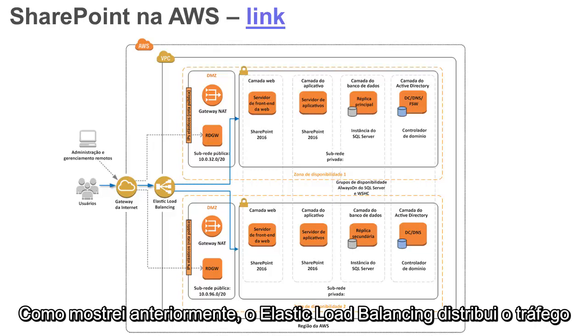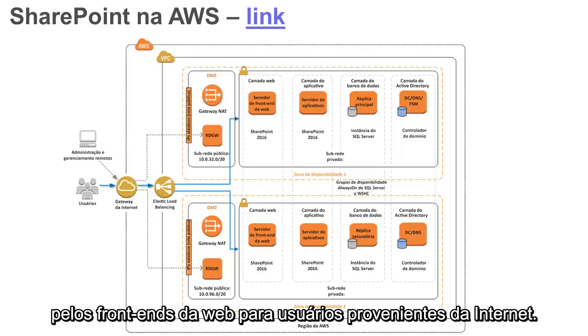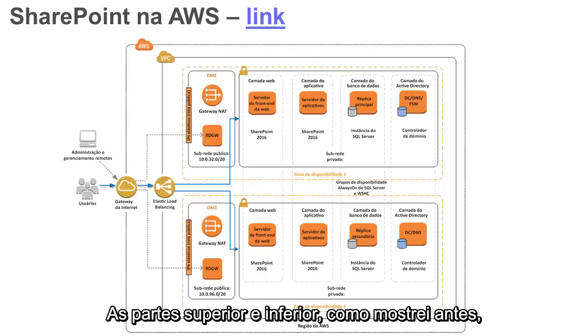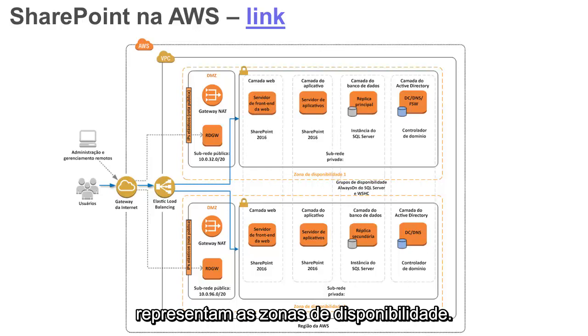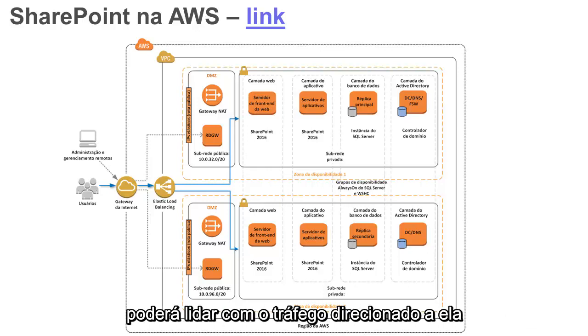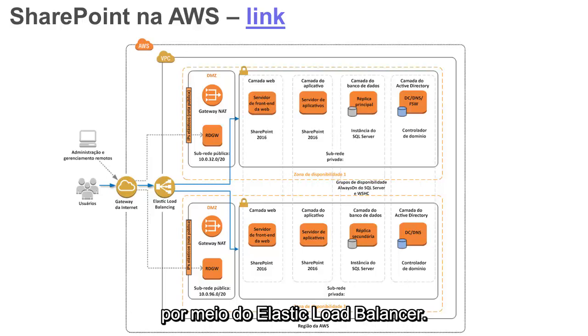And like I showed earlier, elastic load balancing distributes traffic across web front ends for users who are coming in from the internet. And this is all part of our region architecture. The top and the bottom, like I showed before, represent availability zones. If I lose an availability zone, my remaining availability zone will be able to handle traffic as directed to it through the elastic load balancer.